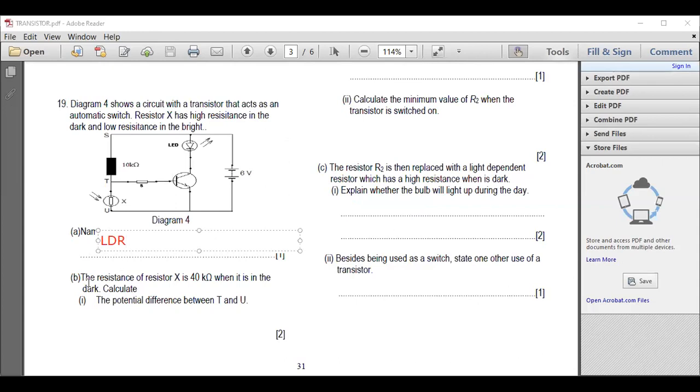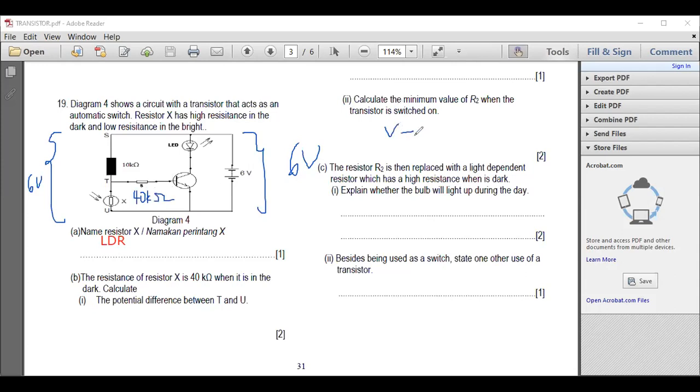Now the resistance of X is 40 kilo ohm and it's dark. Calculate the potential difference between T and U. This one involves a calculation. Now remember, the whole thing here is 6 volt. So X is 40 kilo ohm. Now we know that V equals IR, so V is directly proportional to R lah. So we're going to do a ratio method.